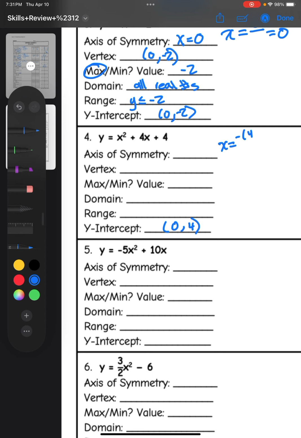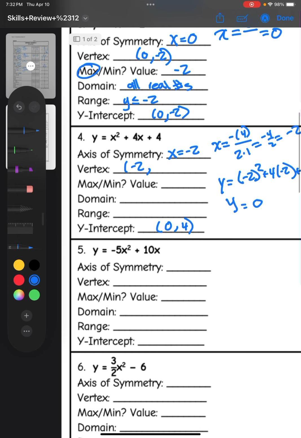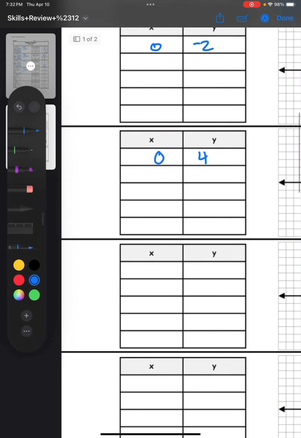So vertex. The opposite of b here is just going to be negative 4. And our 2 times h is just 1 for a. So we have a negative 4 over 2, which is going to be negative 2. So we are given an x value of negative 2, which means our axis of symmetry is negative 2. Let's plug that in here. Negative 2 squared, 4 times negative 2, plus 4. And just trust me there, our y is going to be 0. So we have negative 2, 0, which is another point we have here.